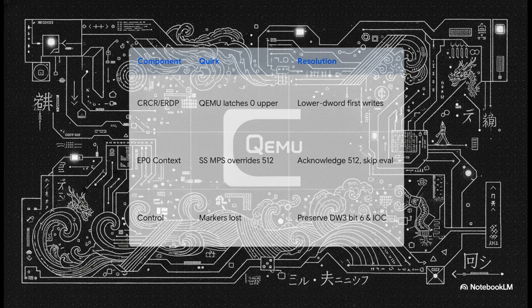We also had to implement a reality check for superspeed ports, where the max packet size is heavily enforced at 512, which means we can just acknowledge it and gracefully bypass the evaluate context command. And finally, for control transfers, we had to be incredibly meticulous about preserving critical markers, specifically DW3 bit 6 during setup stages and the IOC, interrupt on completion, bit 5 during status stages.